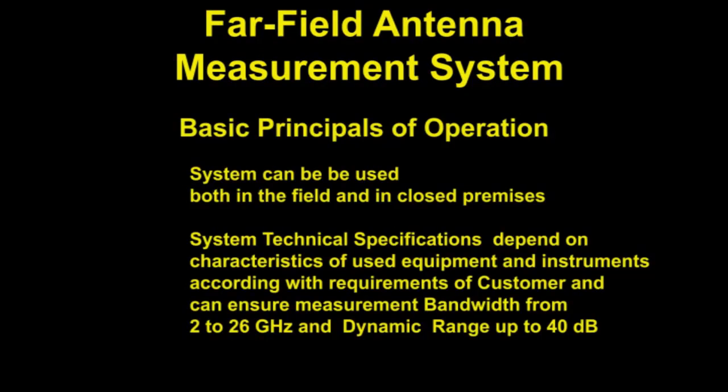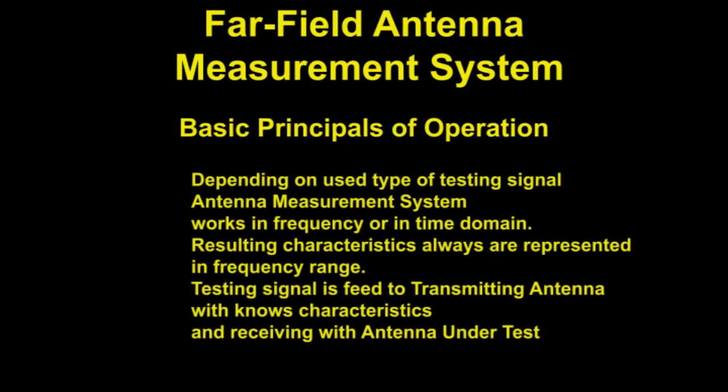Far-field antenna measurement system. Basic principles of operation. The system can be used both in the field and in closed premises. System technical specifications depend on the characteristics of the equipment and instruments used, according to the requirements of the customer, and can ensure a measurement bandwidth from 2 to 26 GHz and a dynamic range up to 40 dB.